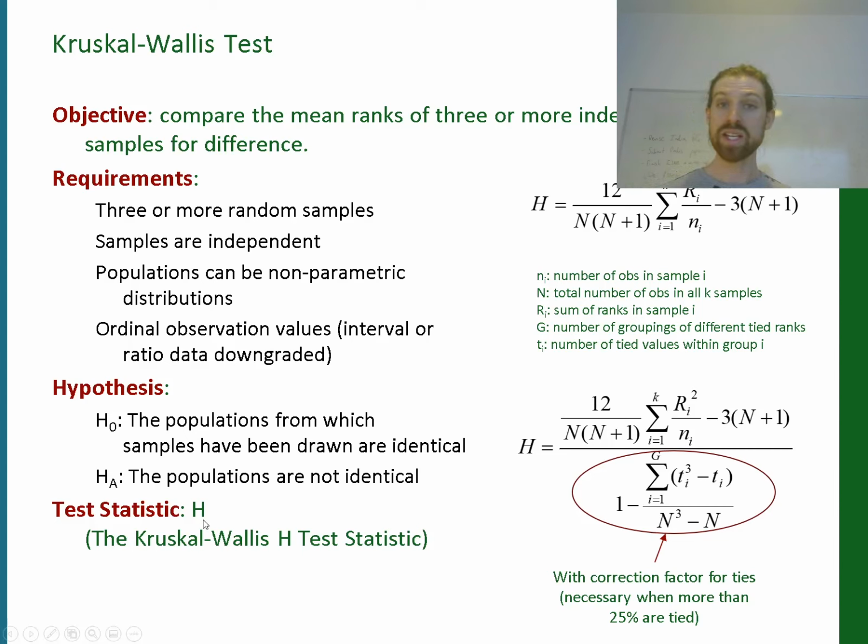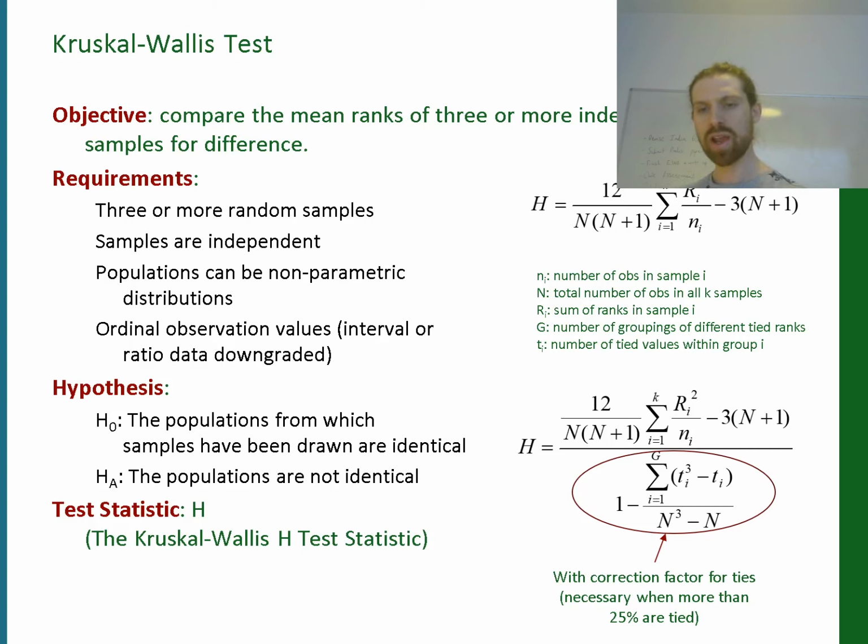Obviously, we're using the H statistic here for a number of reasons. Number one, this is the Kruskal-Wallis test. It uses the H statistic. Number two, we're using the H statistic because we need the positive statistic. We can't have a negative one here. So that's the reason for that.